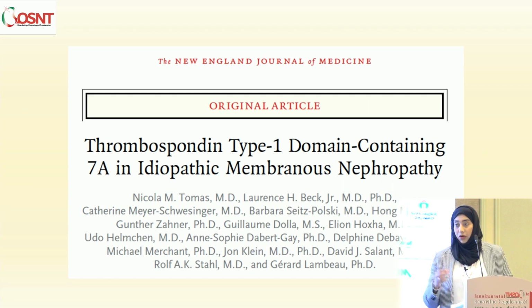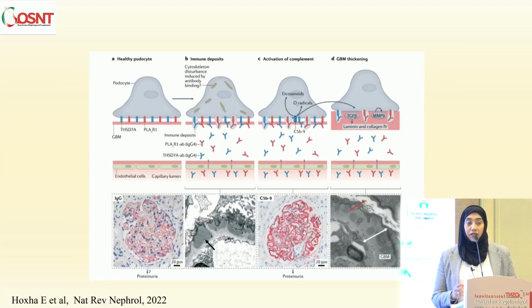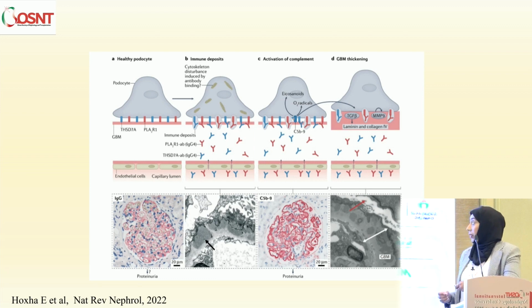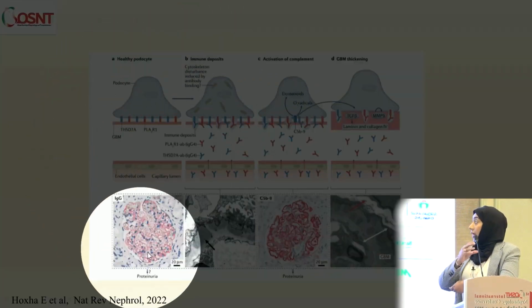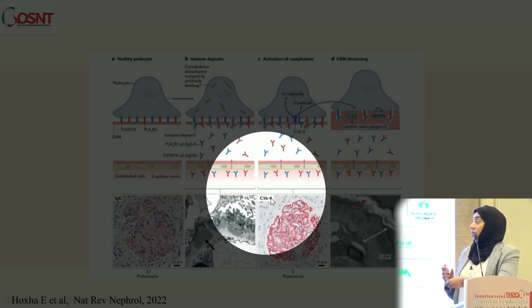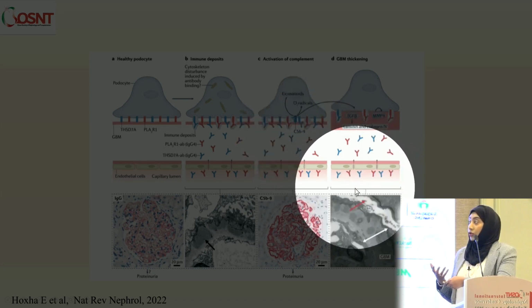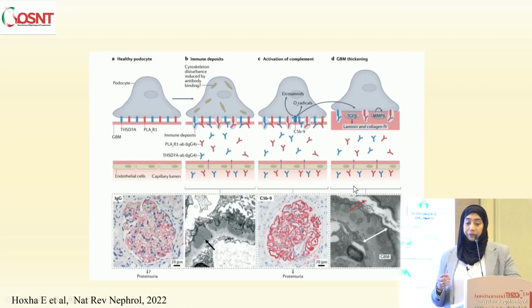With the same method, about 5 years later, they described thrombospondin type 1 domain-containing 7A as another target for idiopathic membranous nephropathy. And with these discoveries, the picture of membranous nephropathy as an autoimmune disease was put together. When you have the antigen and immune intolerance with the production of antibodies, this causes inflammation with complement activation, and then you will have the clinical response with proteinuria and nephrotic syndrome.